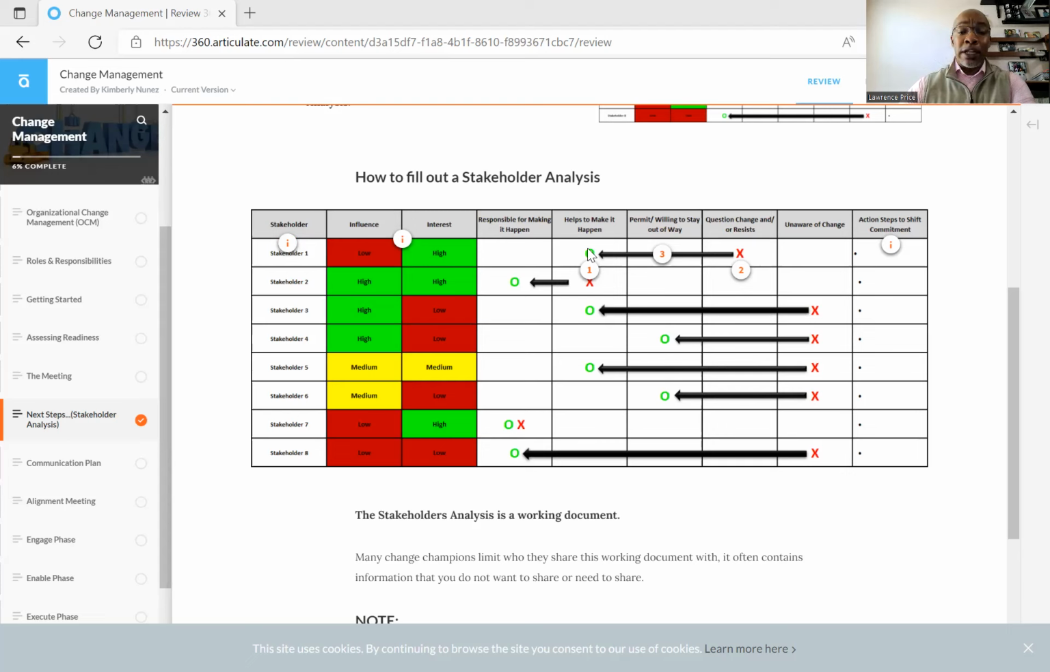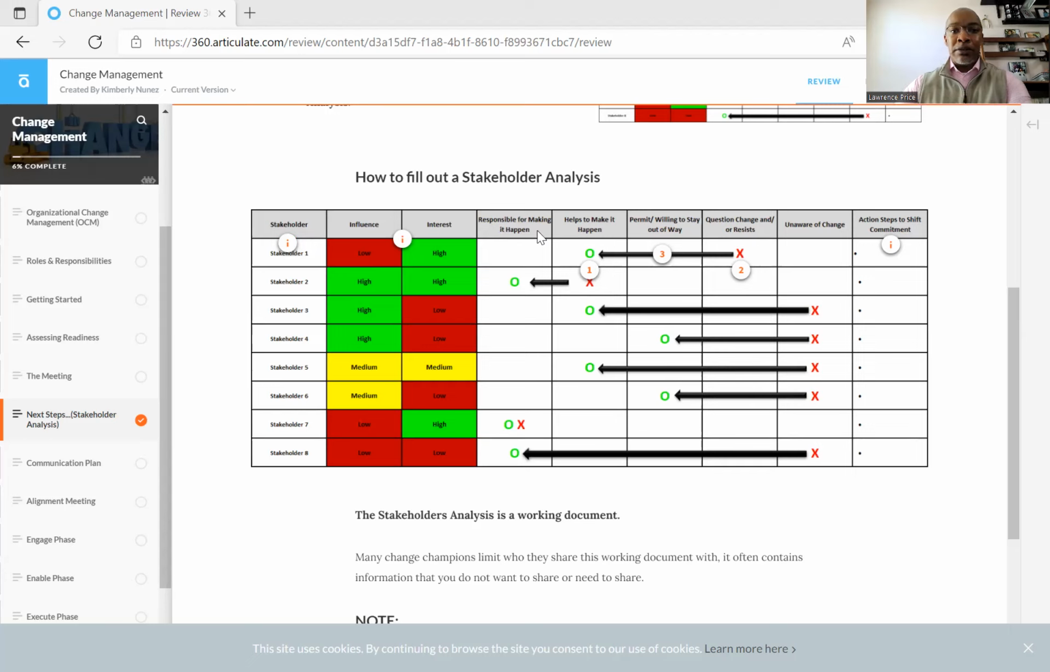The next set of columns is about the different dispositions of that stakeholder. Before you have those initial conversations with your stakeholders, they're all unaware of the change. The next one over is that they're questioning the change or they're resistant to it. The next is, hey, I'm a little indifferent, I'm willing to permit it or just stay out of the way. The next is, hey, I'm going to help you make this happen, I'm going to give you the resources. And then, last but not least, they feel responsible for making the change.